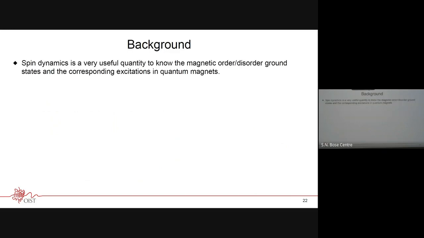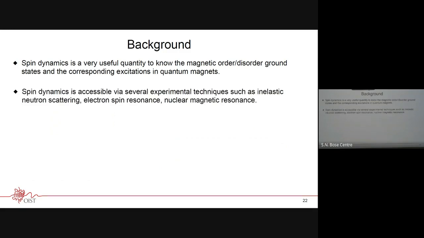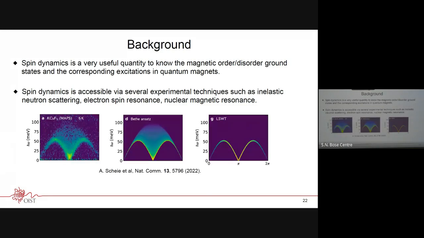Okay. So next, let me talk about the Lanczos and continued fraction method. That is also an important technique to calculate spin dynamics. As background, spin dynamics is a very useful concept for magnetic order or disordered ground states and the corresponding excitations in quantum dynamics. The spin dynamics is accessible from experimental techniques such as ESR and NMR measurements, for example. And this is a beautiful picture which was reported in this paper.